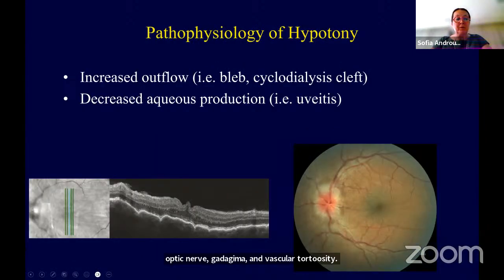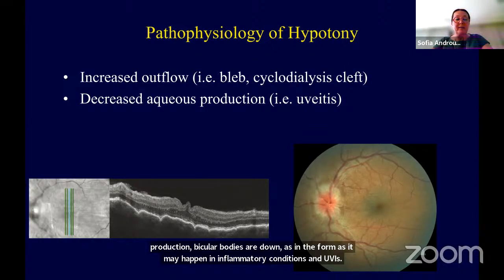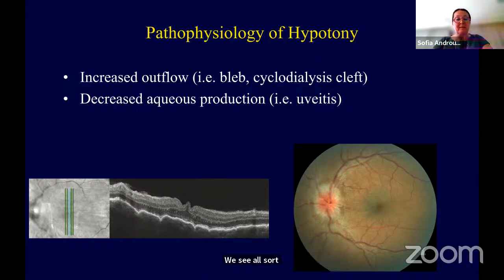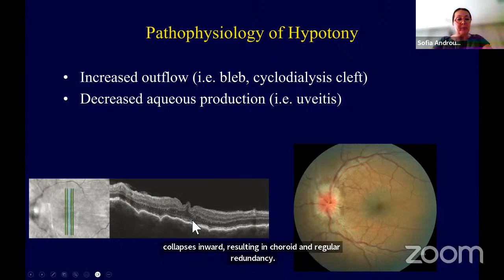Hypotony can occur with either increased outflow, for example, via a filtering bleb or overfiltering bleb or cyclodialysis cleft, or a decreased aqueous humor production by ciliary body shutdown, as may happen in inflammatory conditions and uveitis. With the onset of hypotony, the scleral wall collapses inward, resulting in choroid and retinal redundancy, which gives the characteristic chorioretinal folds, as you can see here.